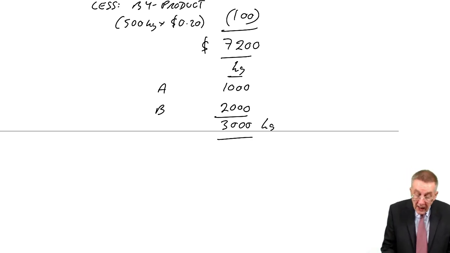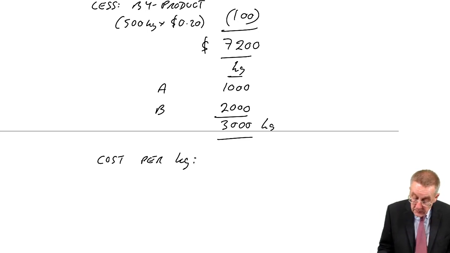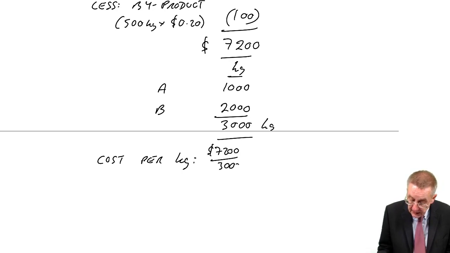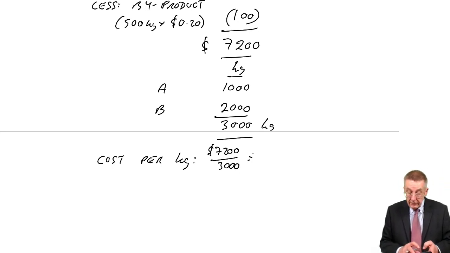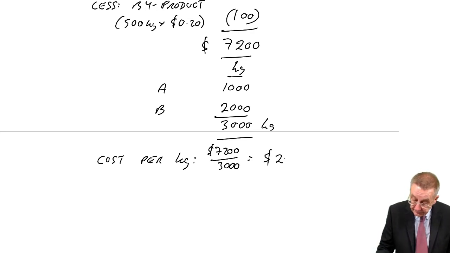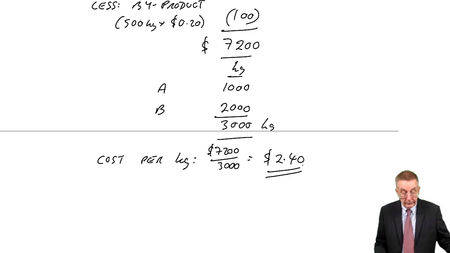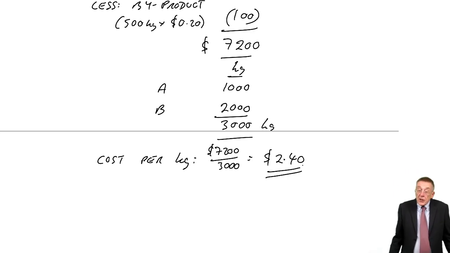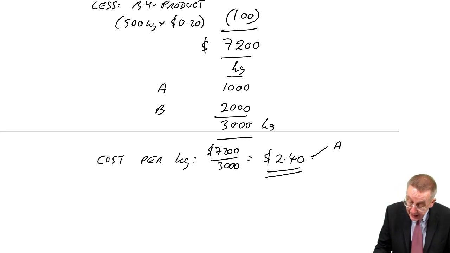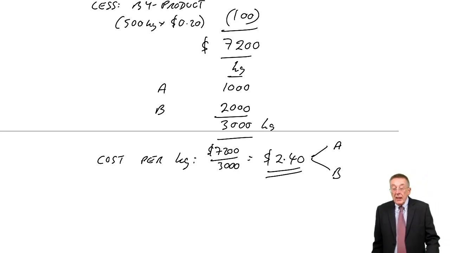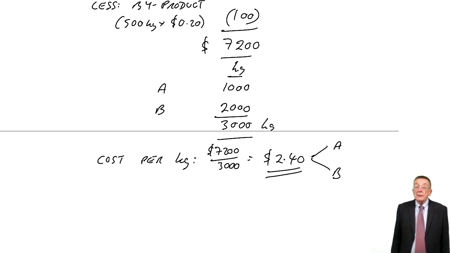And therefore, the cost per unit or the cost per kilo, 7,200 divided by 3,000 kilos. What does it divide to? 2.4, $2.40. And so, well, there's our answer. The cost per kilo for both A and for B. We'll say the cost is $2.40.